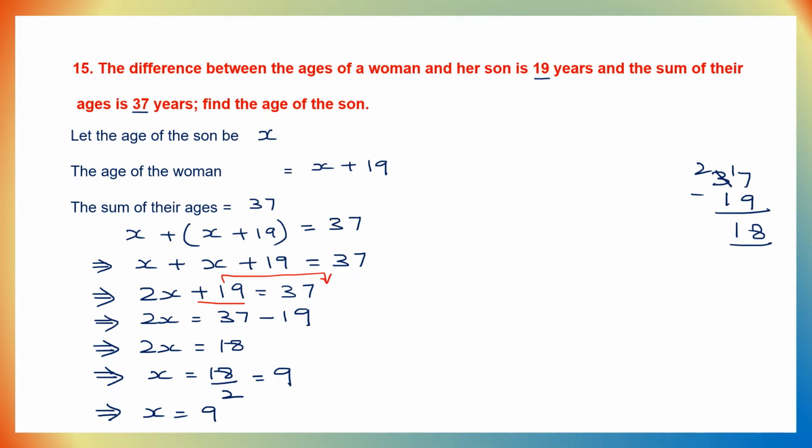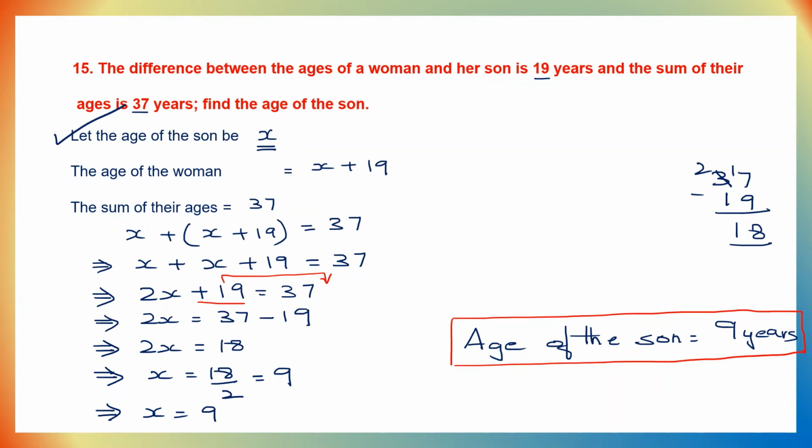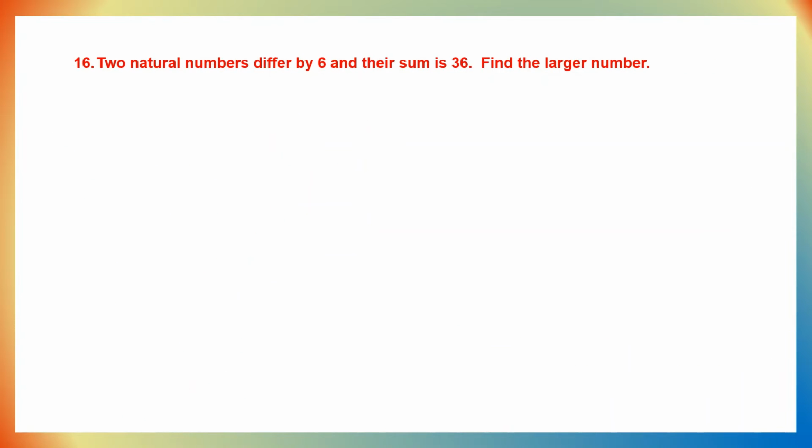Look at the first statement we wrote. Let the age of the son be x, and we found x to be 9. So we have found the age of the son. It is 9 years.